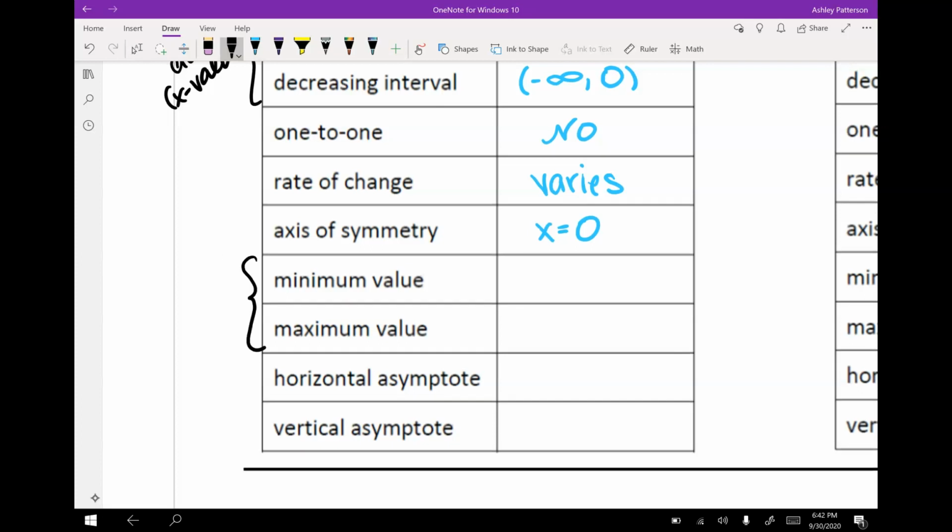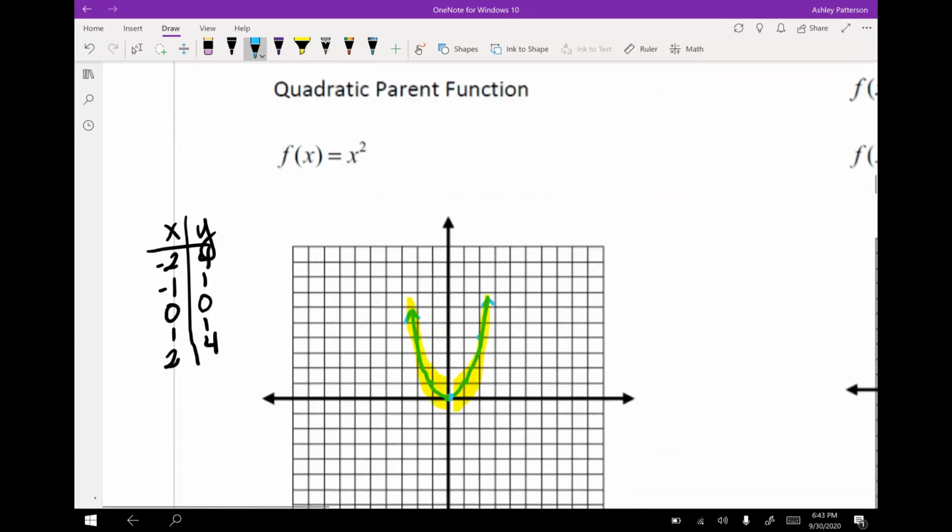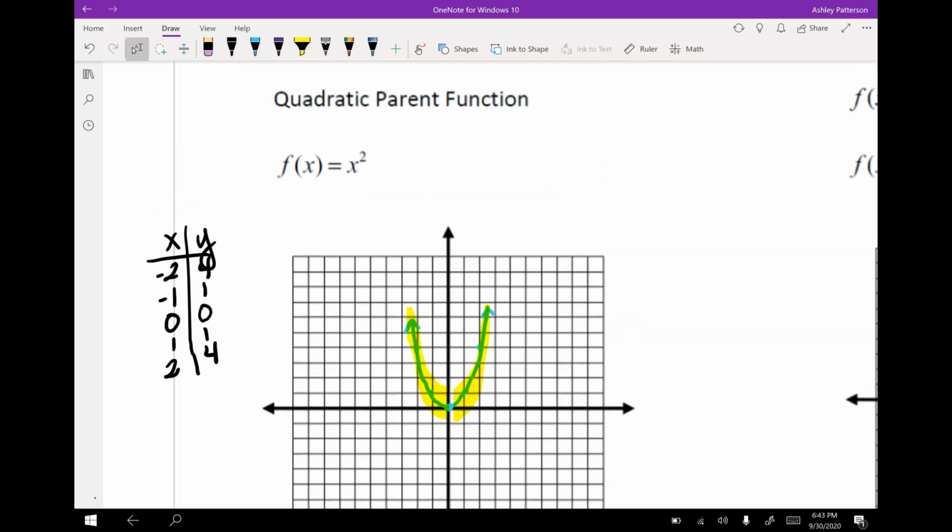Reminder, minimum and maximum values are always discussed with the range. It is always the k value. So our minimum value is 0. There is not a maximum, and our horizontal asymptotes and vertical asymptotes do not apply to this function. So there's the quadratic parent function.